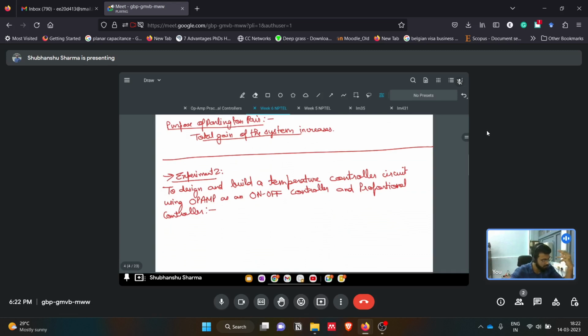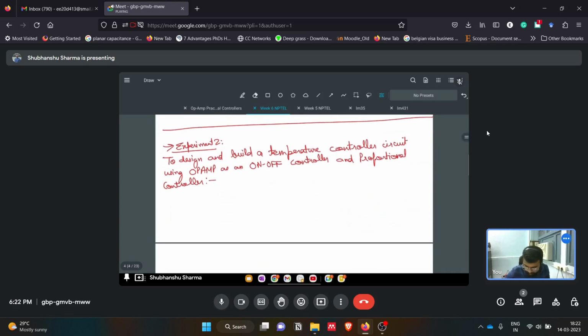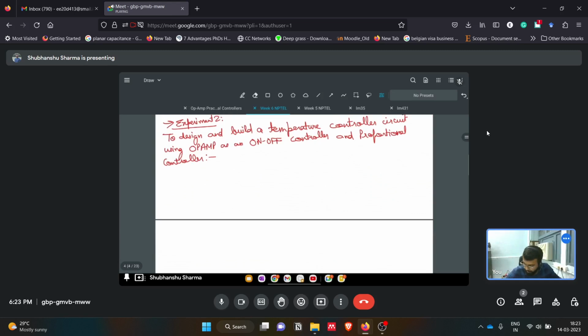First of all, let's see what this application is. It says that we have to design a temperature controller circuit using an opamp as an on-off controller. So the type of controller which we'll be using here is the on-off controller. Okay. The aim will be to control and maintain the temperature on the plant as per the user requirement.